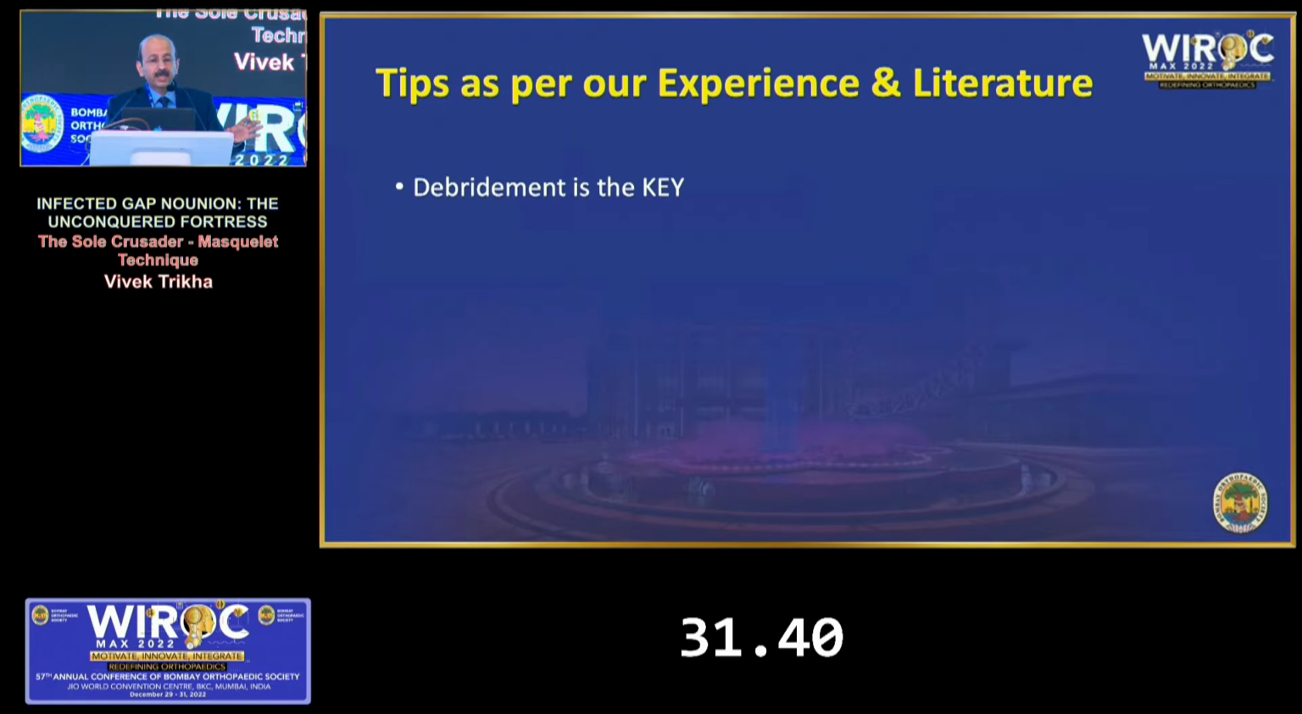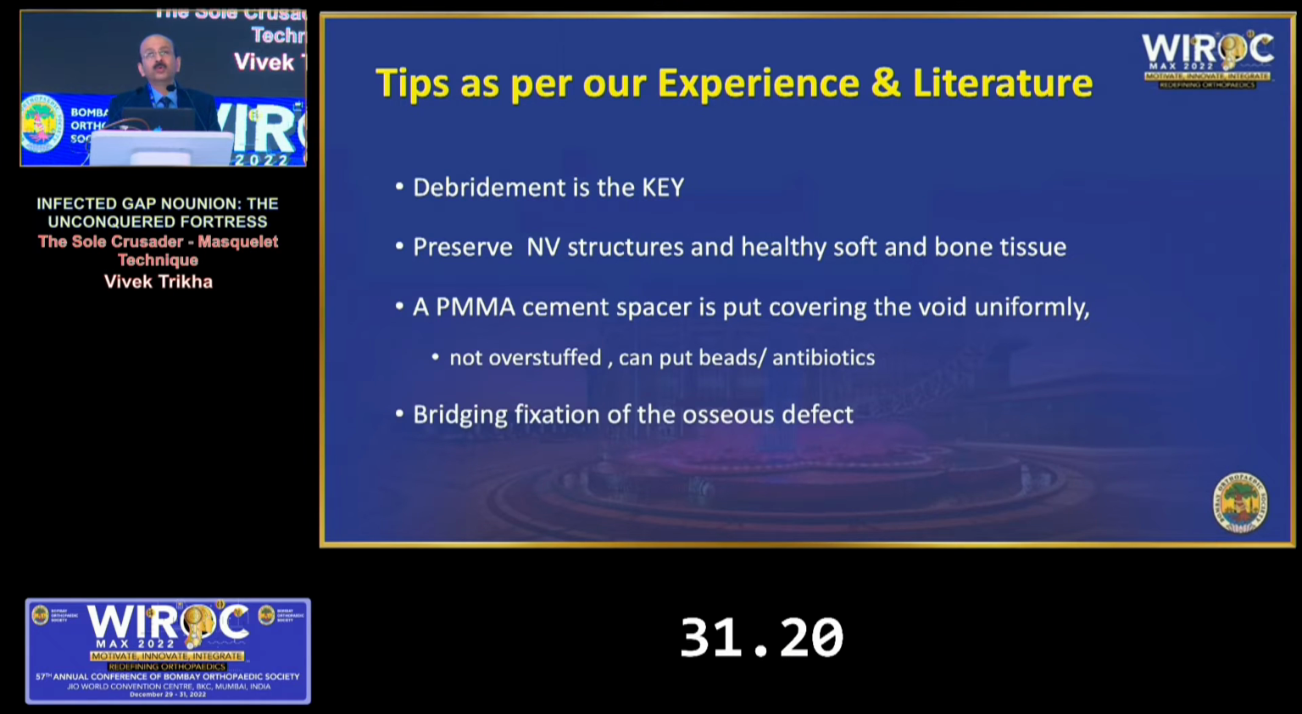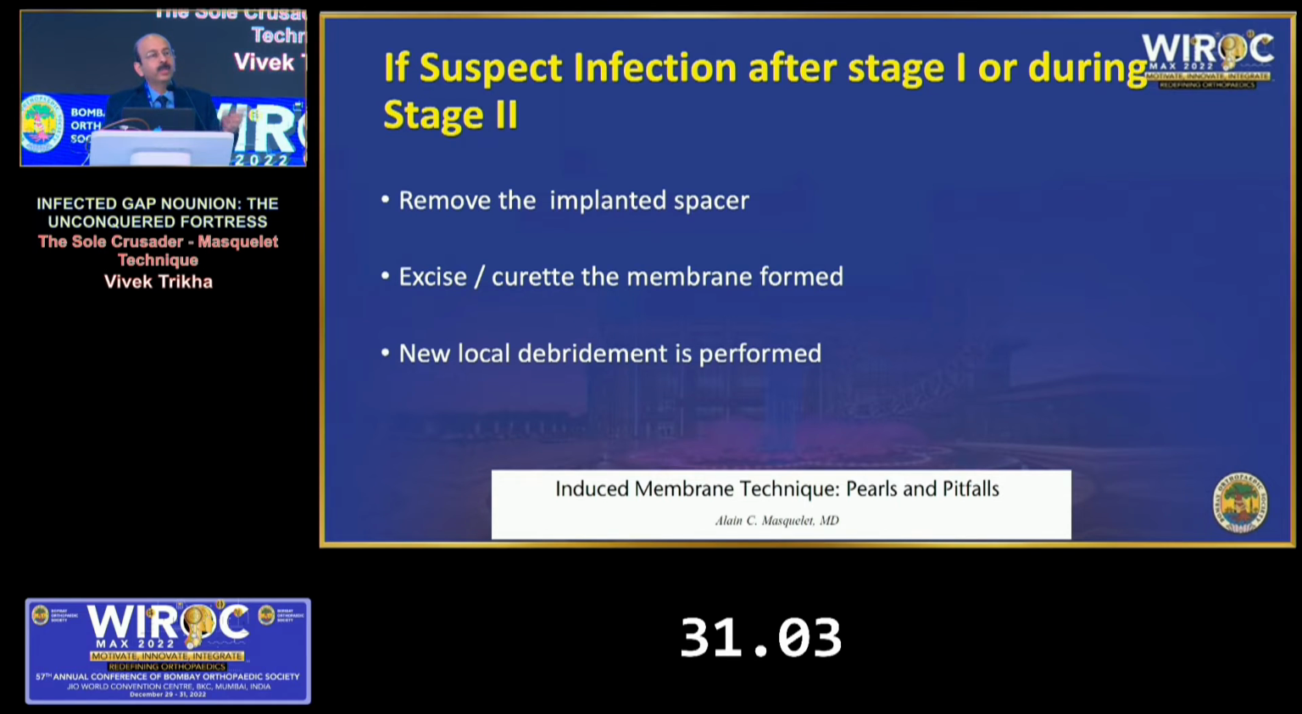There are various techniques, and if we look at the tips, which I'll just finally tell you, debridement is the key which you need to understand in any infection for that matter. They are doing it at an Ilizarov corticotomy, but again, they are debriding most of the soft tissues and the bones. Neurovascular structures need to be protected and taken care of. Cement spacer should be uniform, not overstuffed. Soft tissue reconstruction is very important. The only problem is if you suspect infection after stage 1 at the time of removal of the cement spacer, you remove it, be aggressive, curette the membrane formed, and new debridement should be performed with a new cement spacer.